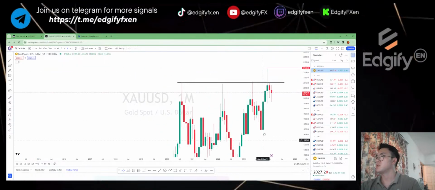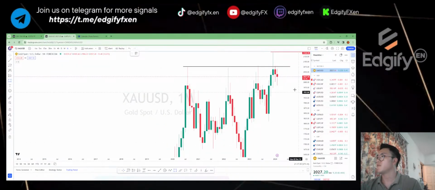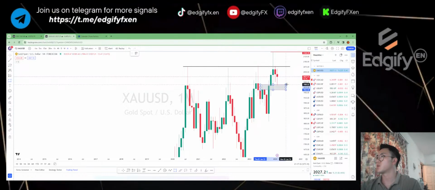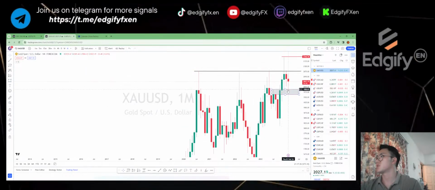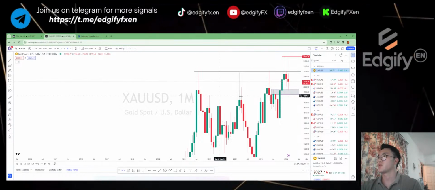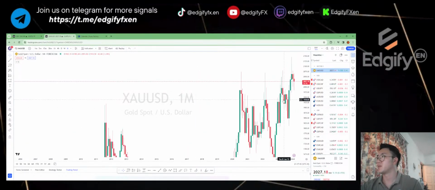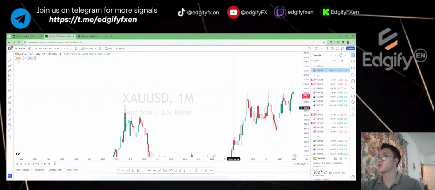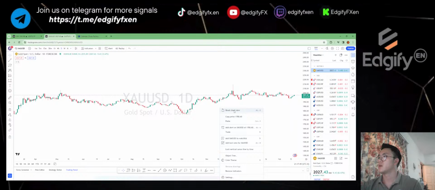So if we look back on the monthly, if we are looking at this inner structure here, we can't forget that this resistance here is being broken. A solid break above, a retest, rejected, a retest, rejected, right? So this is what you see on the monthly. But for me, I don't use the monthly. I seldom look at monthly, even weekly. Daily, I do look at it.